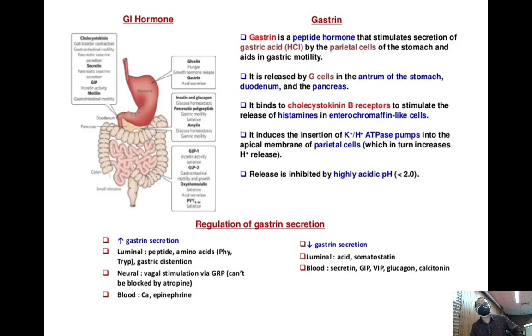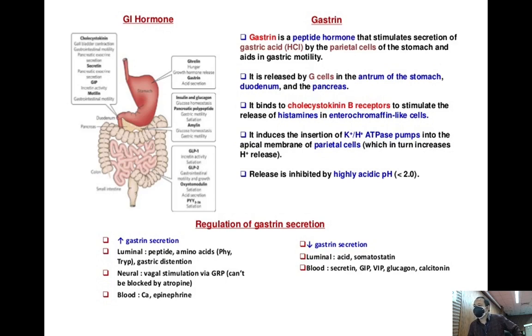So the parietal cell can be activated by gastrin through histamine, or you can also have direct stimulation of the parietal cell by gastrin itself. You have receptors on the parietal cell also for gastrin, so you can have a direct or an indirect activation of the parietal cell. This results in insertion of the hydrogen potassium ATPase pump, resulting in the secretion of hydrogen, which then mixes with chloride to form HCl.